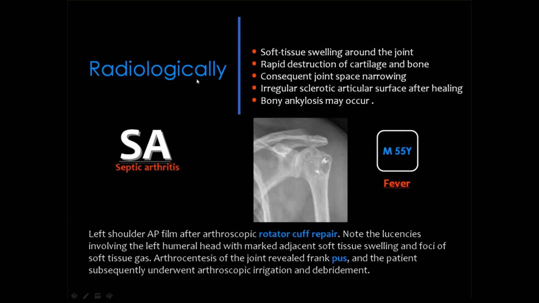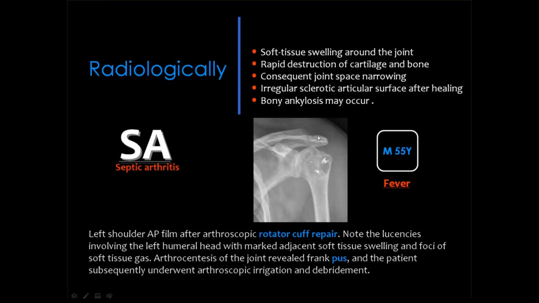Then in the X-ray, as I have mentioned, you get soft tissue swelling around the joint. Then there is rapid destruction of the cartilage and bone, narrowing of the joint space, sclerosis, then bony ankylosis.